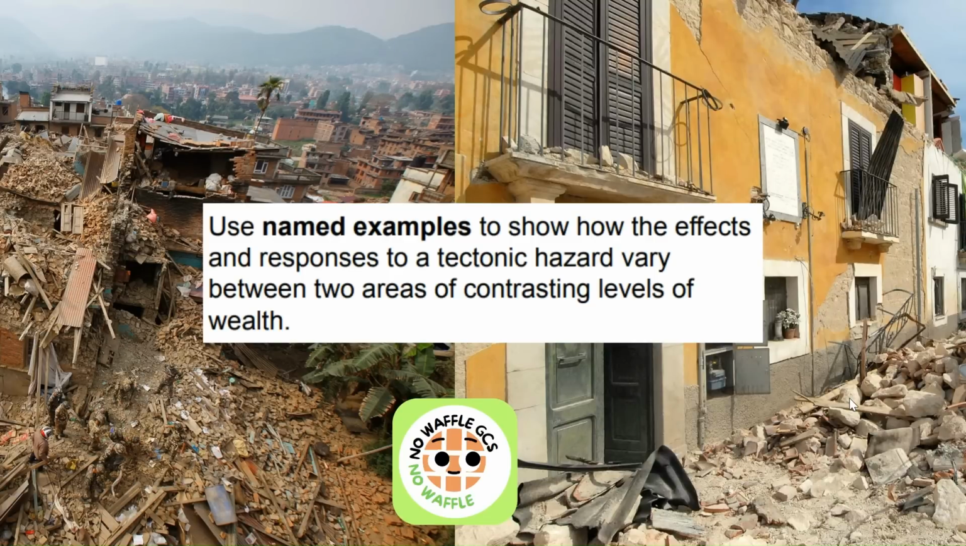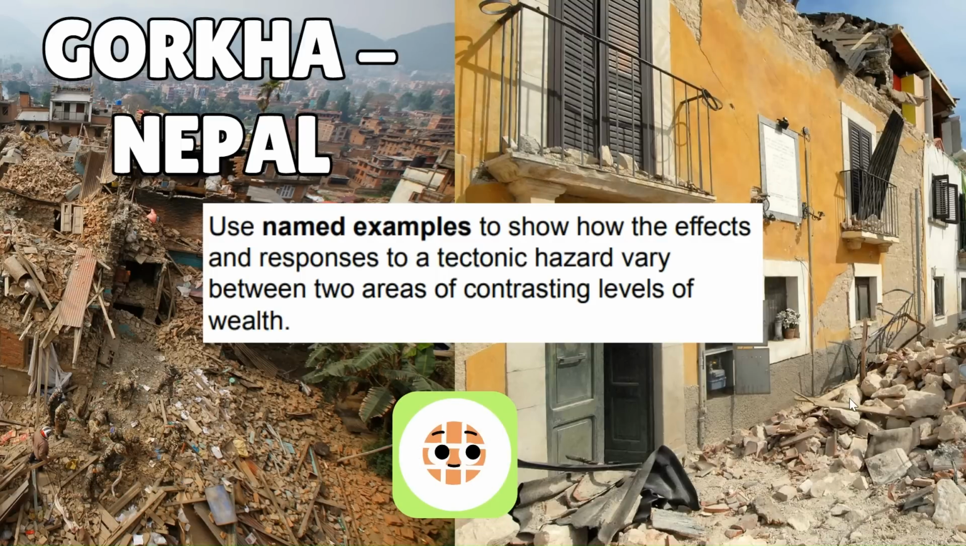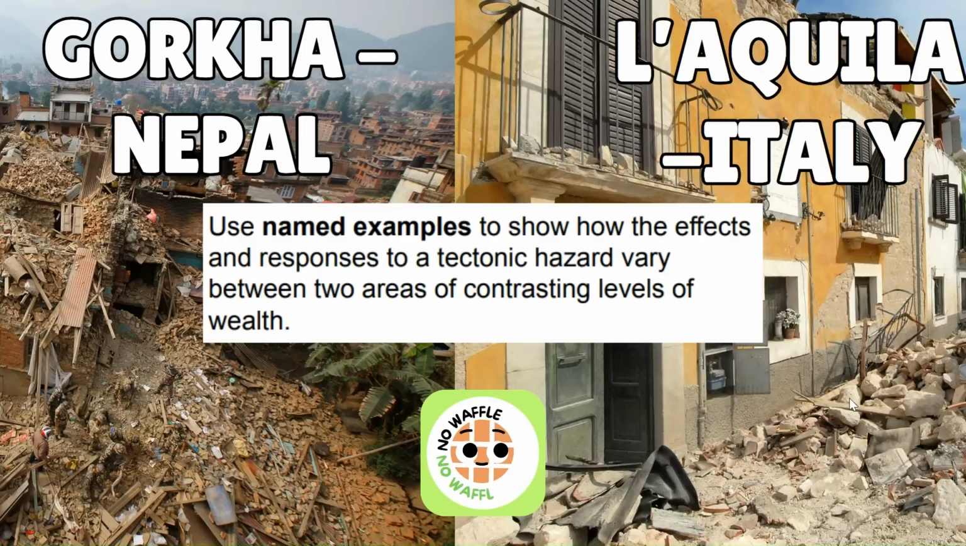So let's look at the first example. In the specification it says, use named examples to show how the effect and responses to a tectonic hazard vary between two areas of contrasting levels of wealth. So we are going to look at Gorkha, Nepal versus L'Aquila, Italy.